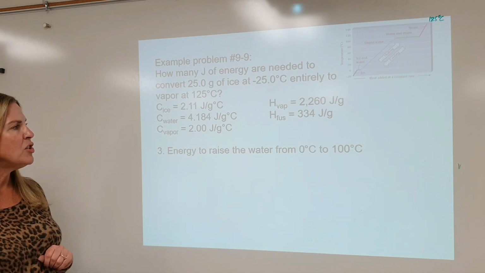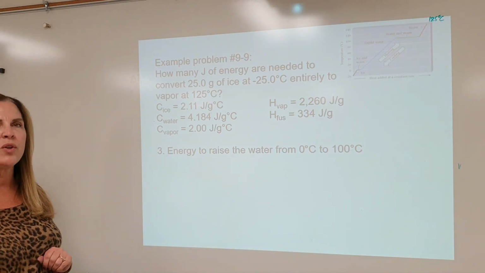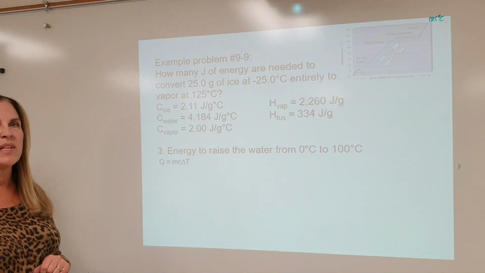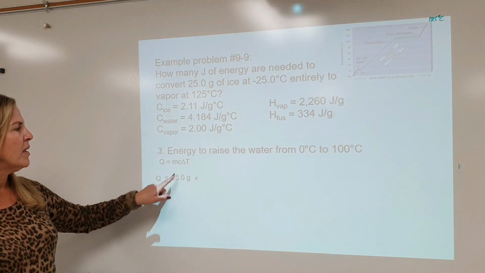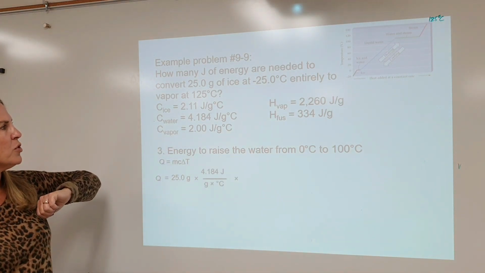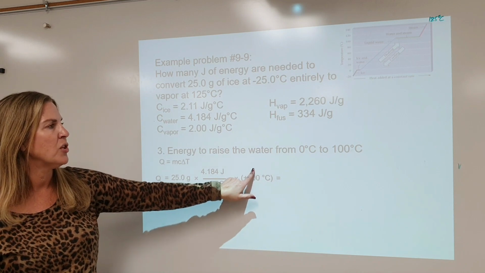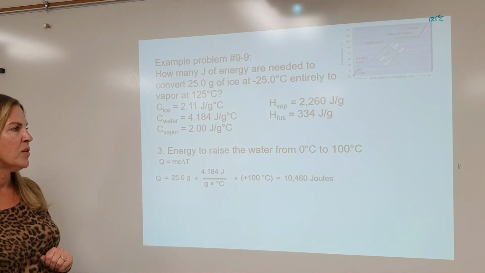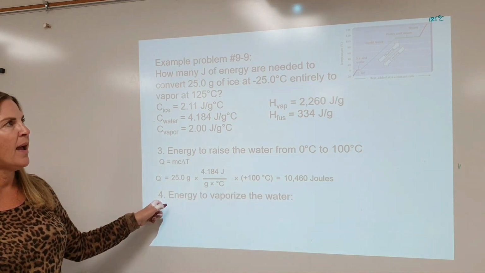All right. The energy to raise the water from 0 to 100. So what equation are we going to use for that? All right, hopefully you say Q equals M times C times delta T. We have the M, 25. The C, we have to make sure this is liquid water, so it's going to be 4.184 joules per gram. And we're going to have 100 degrees of change going from 0 to 100. And again, 10,460 joules.